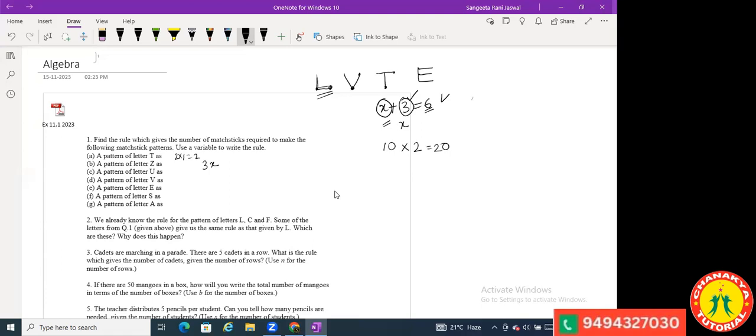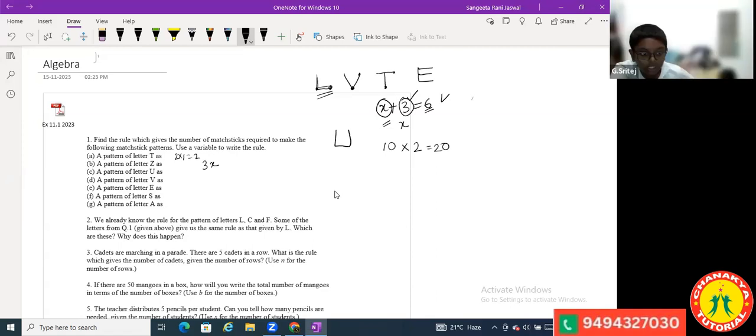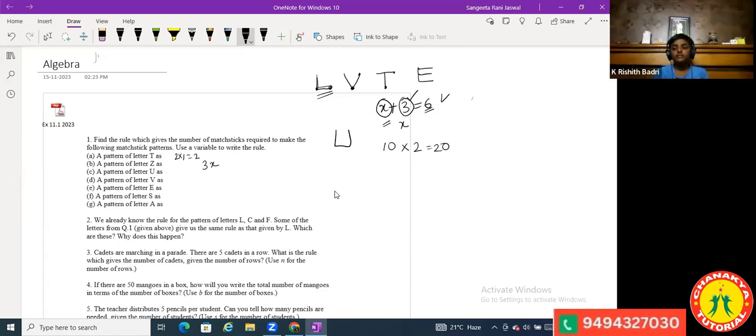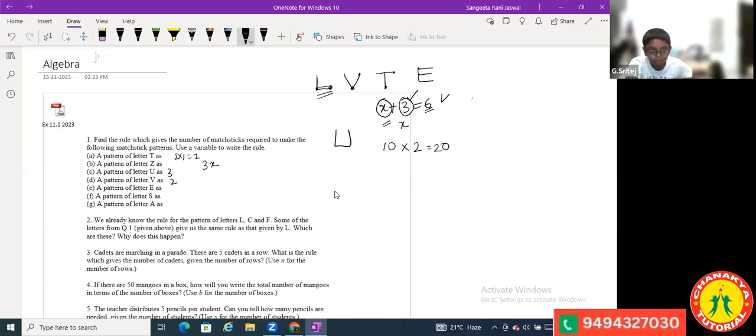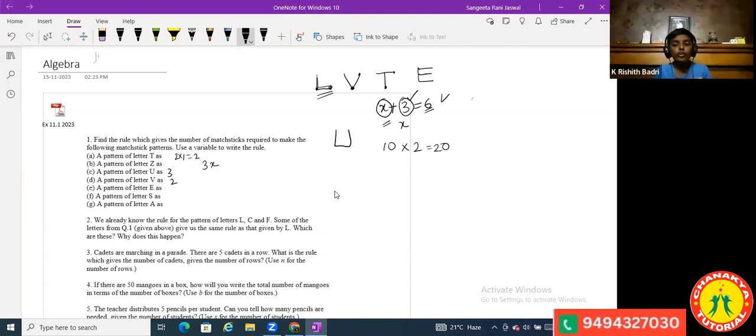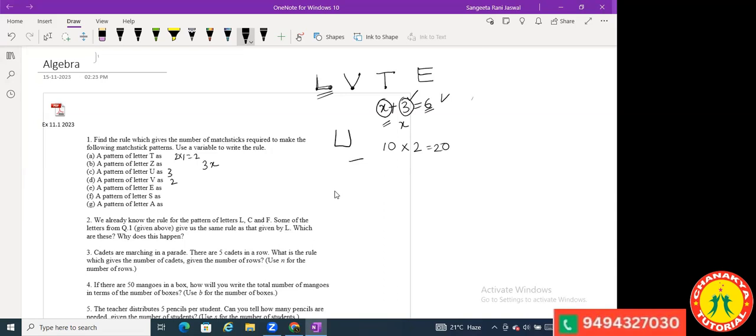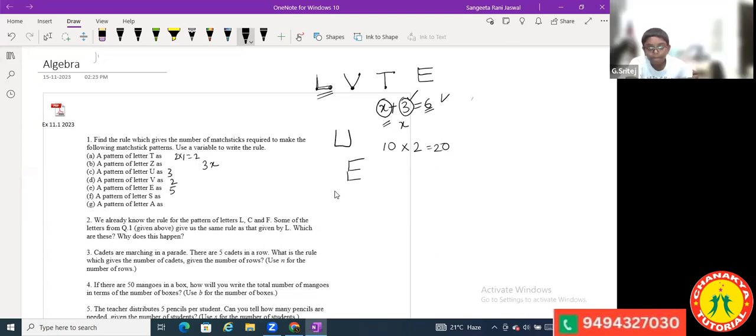Now, to make a pattern of U, how many matchsticks are required? This way, and this way. So that's 3 matchsticks, 3x. For V, 2. For E, 1, 2, 3, 4, 5. It's like this. So 5.